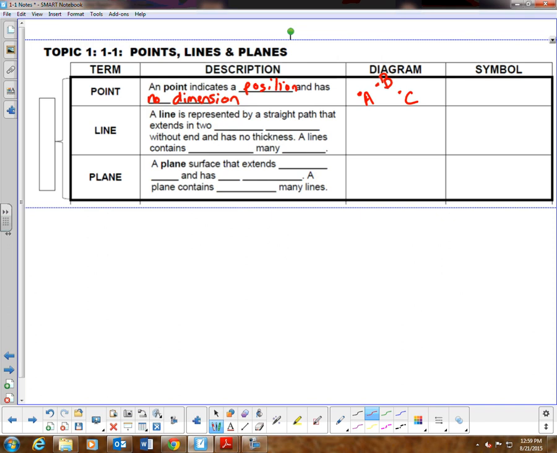And so the symbols that we use for points are capital script letters. So this is points A, comma B, comma C. Don't put any dots by them. Don't do anything like that. That's just capital letters listed with commas, and that would represent your points.